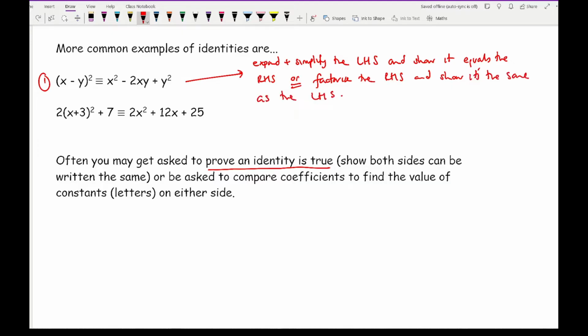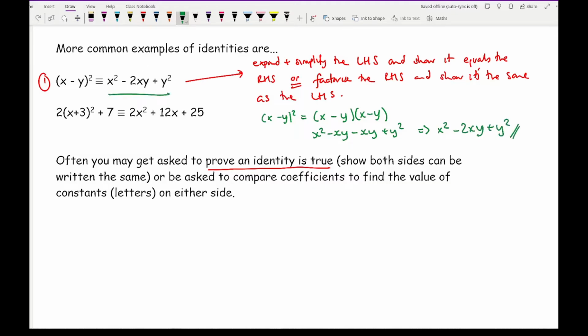So looking at this then, if I was to do such things, if I was to take the first one, here x minus y squared is x minus y and x minus y, and then if I expand the brackets I'm going to get x squared minus xy minus xy plus y squared, and then simplified that gives me x squared minus 2xy plus y squared, and as you can see, that equals that right hand side.